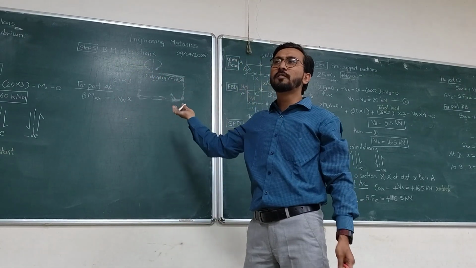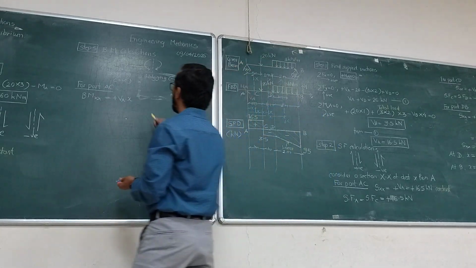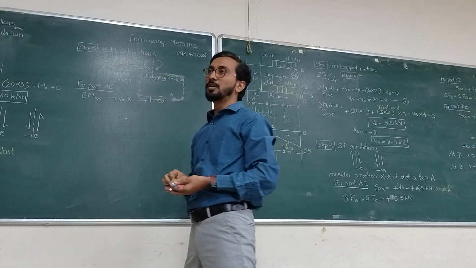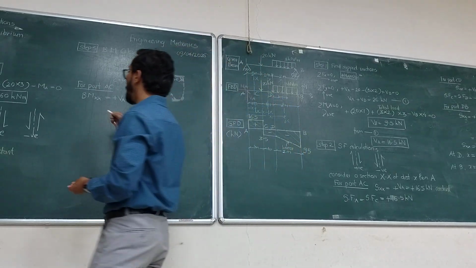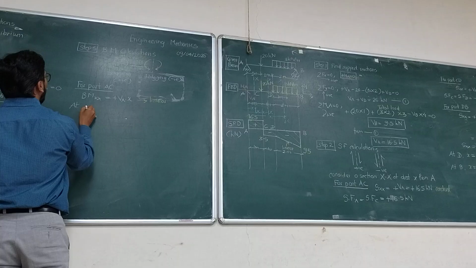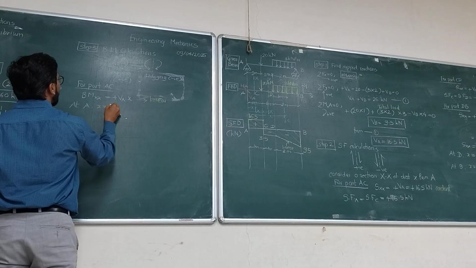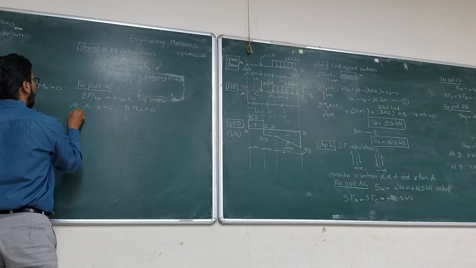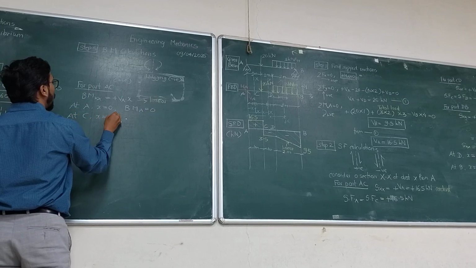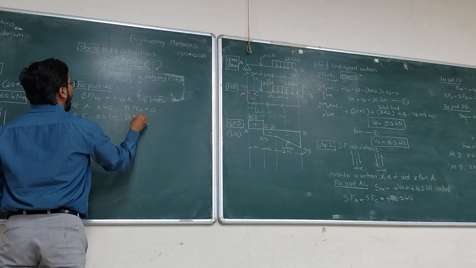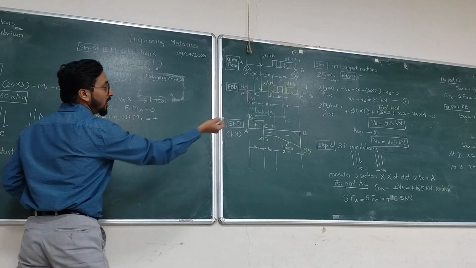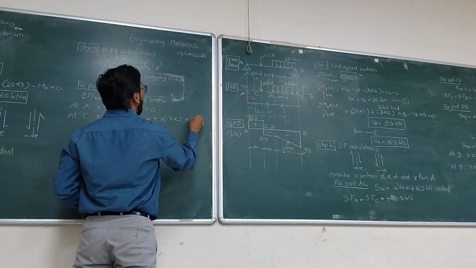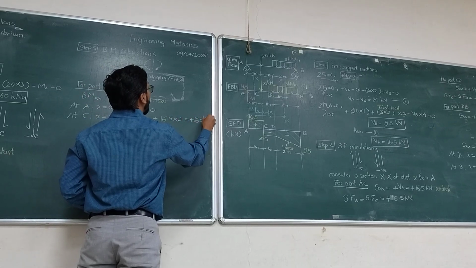Done? What is the variation? Linear. Can you find out the values of bending moment? So at A, X is equal to 0. Bending moment at A is 0. At C, X is equal to 1 meter. Bending moment at C is equal to plus VA, 16.5, multiplied by 1, equal to plus 16.5 kilonewton meter.